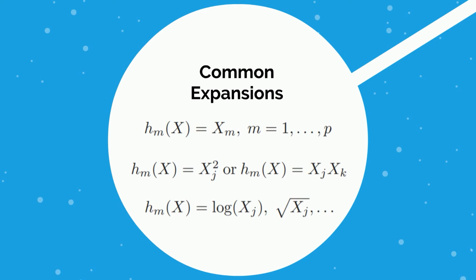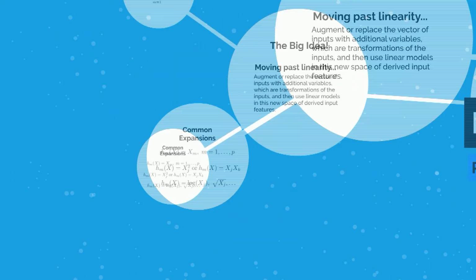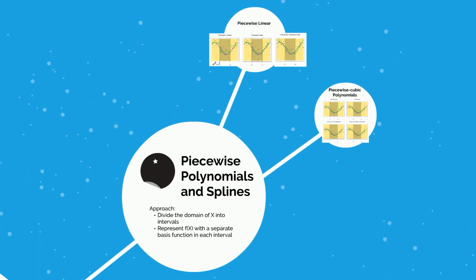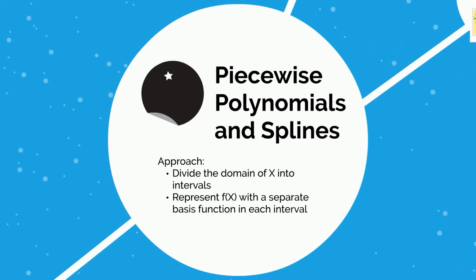So what exactly do I mean about that? Let's keep talking and hopefully it will become more clear. So piecewise polynomials and splines.